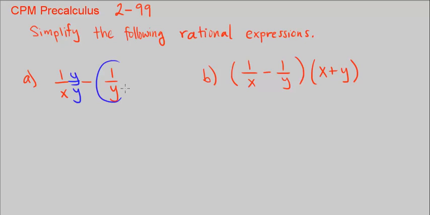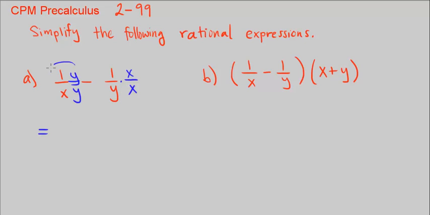Okay, and then looking at this one and multiplying it by x over x. Okay, so that's 1 again, so it doesn't change the value. Okay, so now we have a common denominator. Both of these are over x times y, x times y. Remember, y times x is the same as x times y.